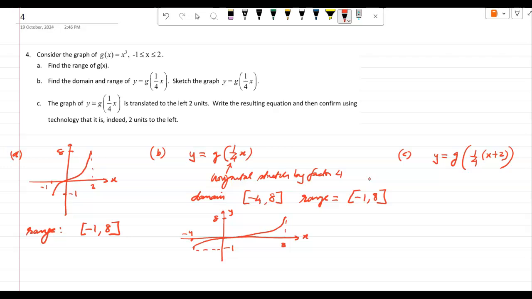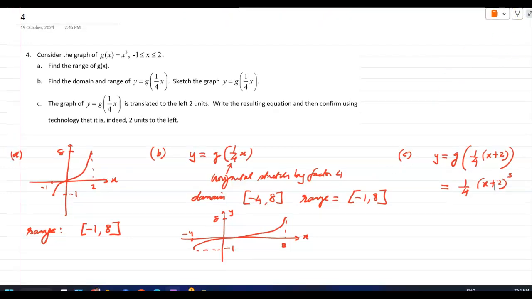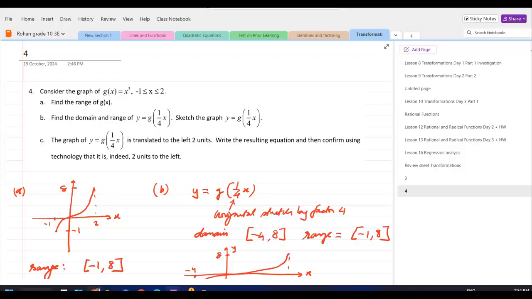So my resultant equation would be (1/4 x plus 2) cubed. Yes, this is my resulting equation. Then confirm with technology that it is indeed 2 units to the left. What I did is I just wrote the new domain. No, you have to use your calculator and check. I'll use Desmos and I'll check.